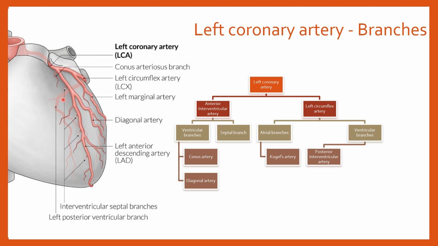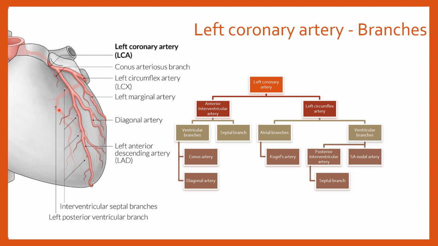And among the ventricular branches, we have the posterior intraventricular artery, and this is usually in about 10 to 20% of the individuals. The posterior intraventricular artery extends as a continuation of the circumflex branch. So it also gives the septal branch, and the septal branch supplies the posterior inferior 1/3 of the ventricular septum.